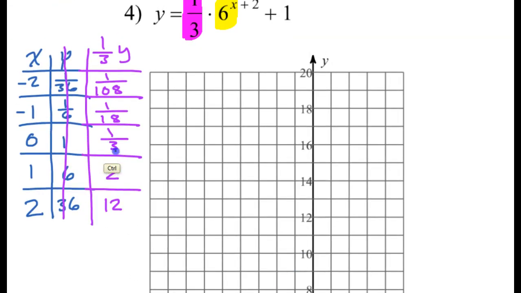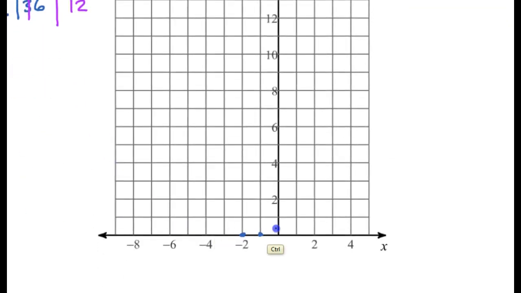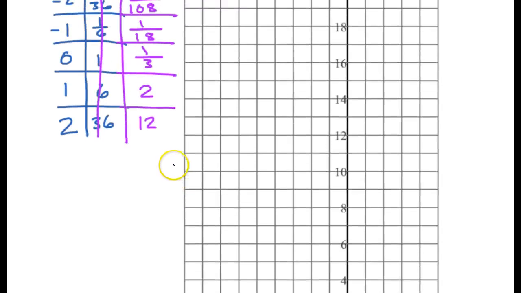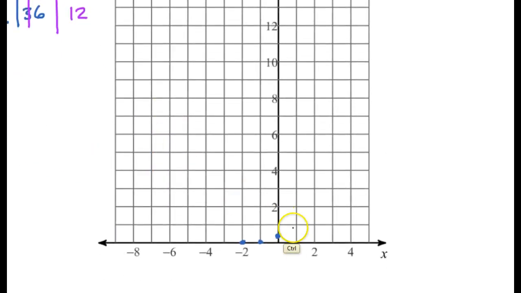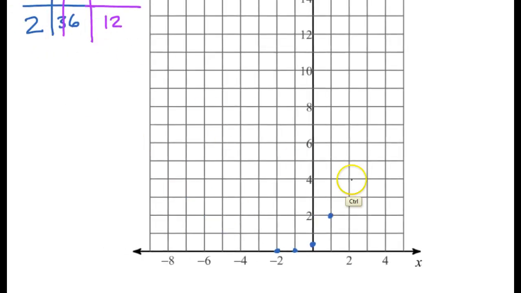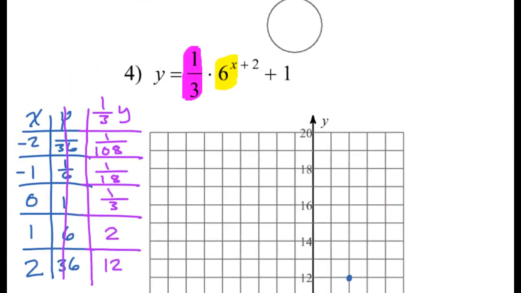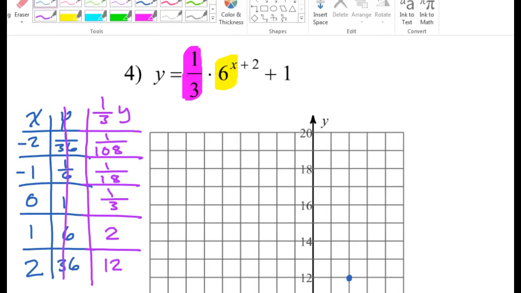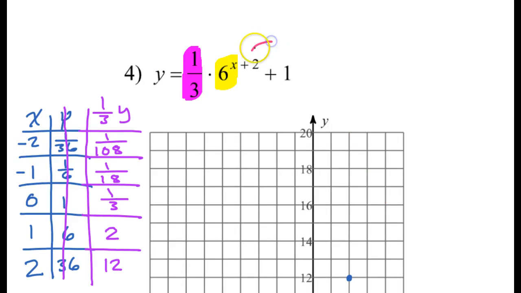The (0, 1/3), all right, that's 1/3 of a square up, so that'll begin to lift off the x-axis. Then (1, 2) is starting to take off, and then (2, 12) jumps way up there. Now that is not the final answer because we have not done the horizontal and vertical translations yet.